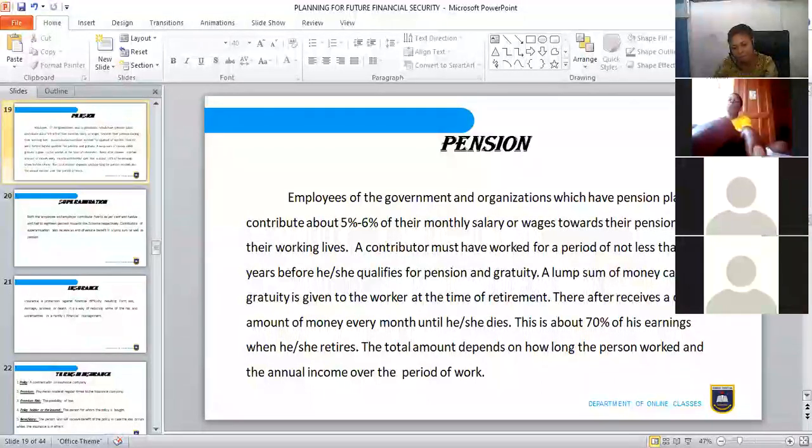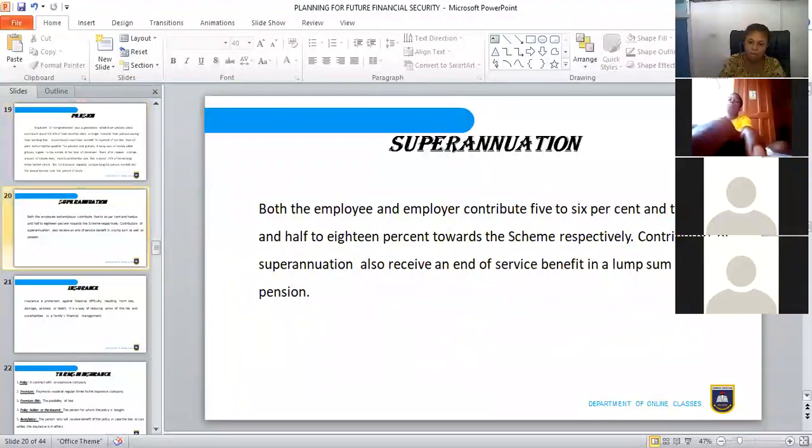Are you okay? Yes, madam. Okay. So the total amount of money you will receive will depend on how long you worked or how long the pension money was paid into your investment accounts.